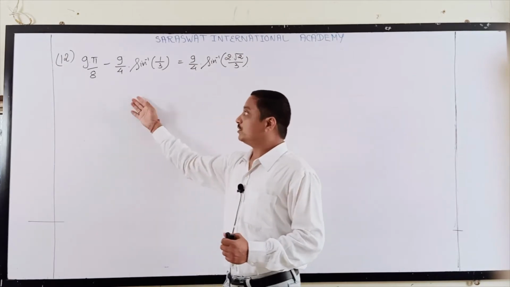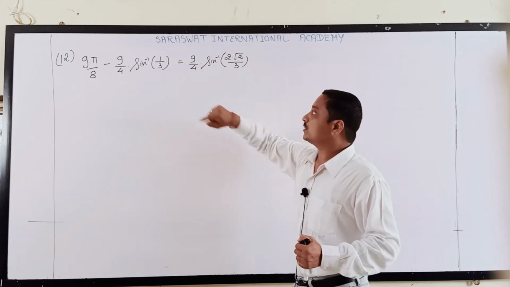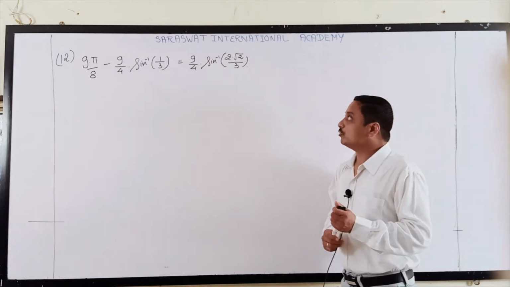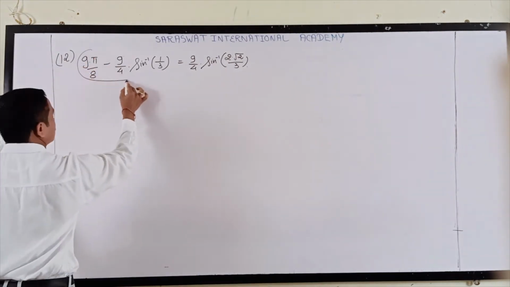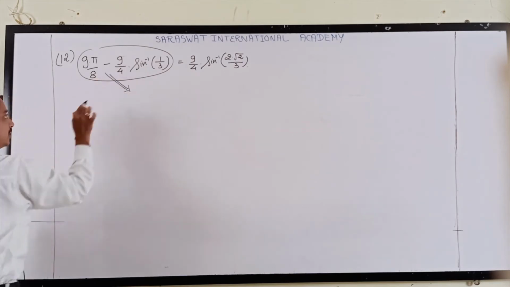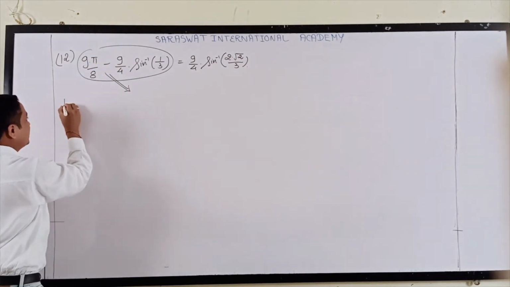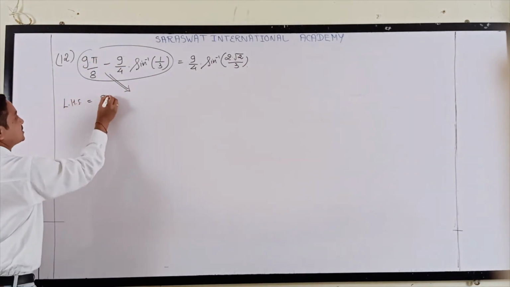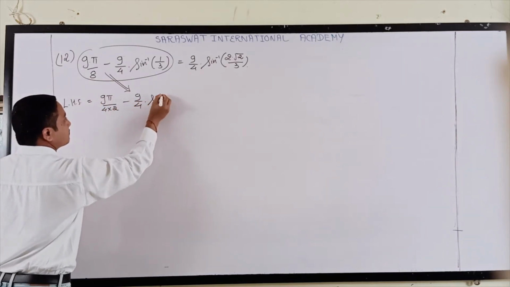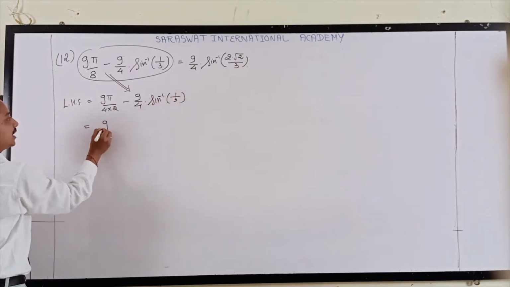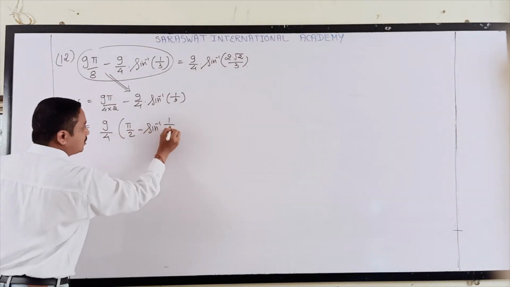Yes, similarly students, I go to question number 12. 9π/8 minus 9/4 sin inverse 1/3 is equal to 9/4 sin inverse 2√2/3. So first of all students, you just check whether any value is common here. Yes, in the LHS I take out the common factor. 9/4 is common. So 9/4 times (π/2 minus sin inverse 1/3).